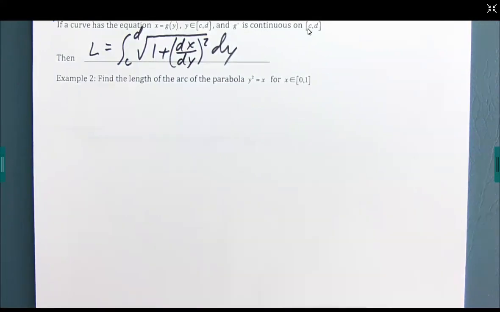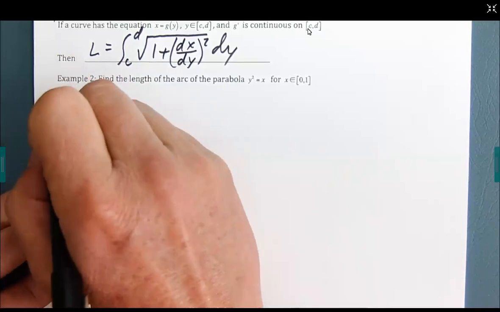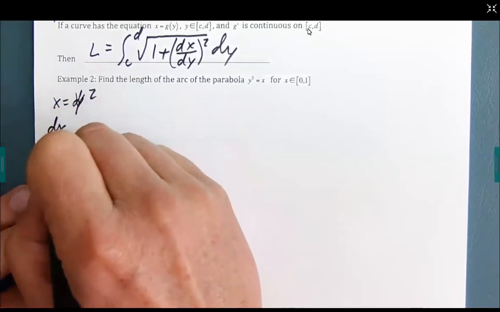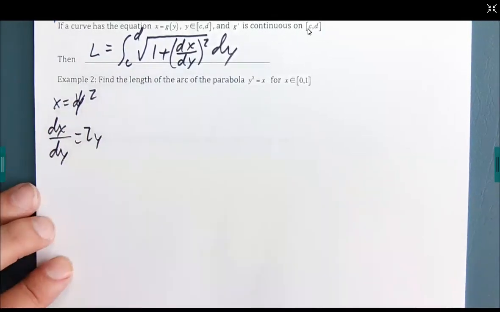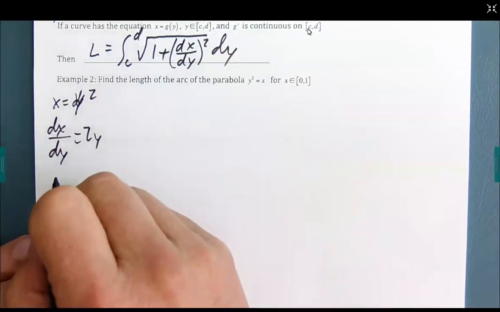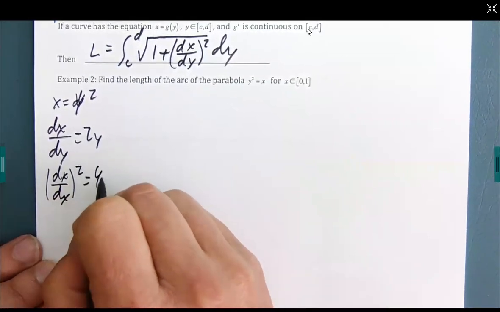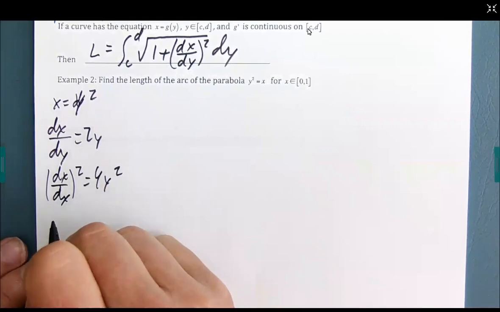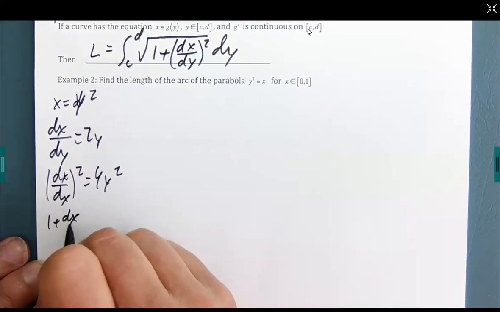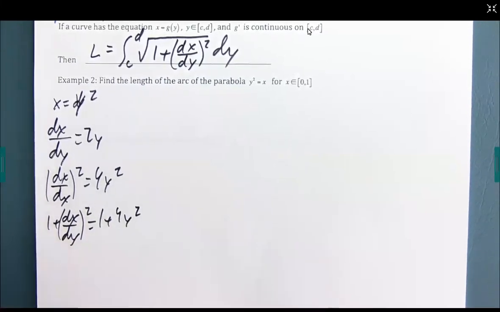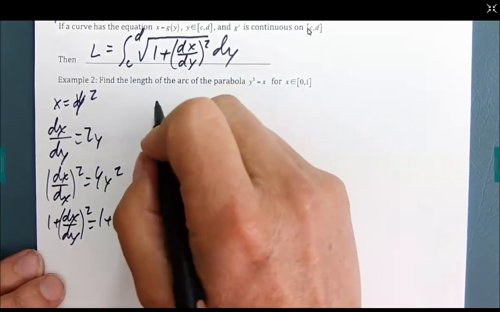Now, in reality, that is going to be a sideways parabola. And if I have that x equals y squared, then dx over dy is 2y. And now I'm just going to build that out. dx over dy squared is 4y squared. And 1 plus dx over dy squared is 1 plus 4y squared. So there we have our piece. So we're going to end up with the integral.